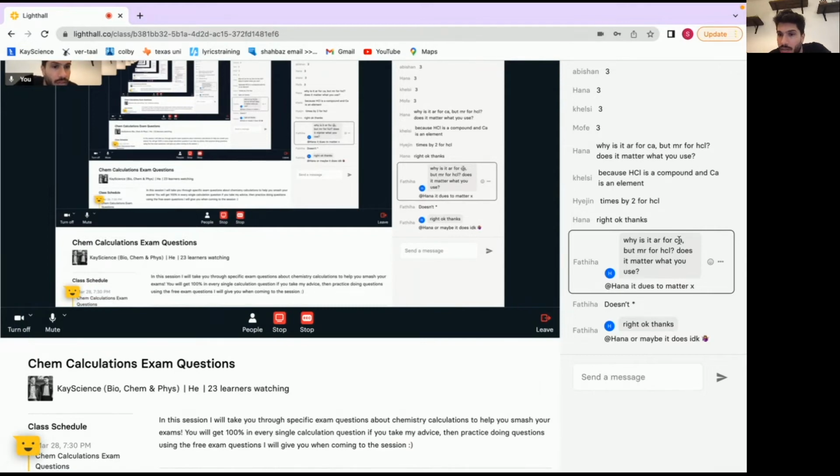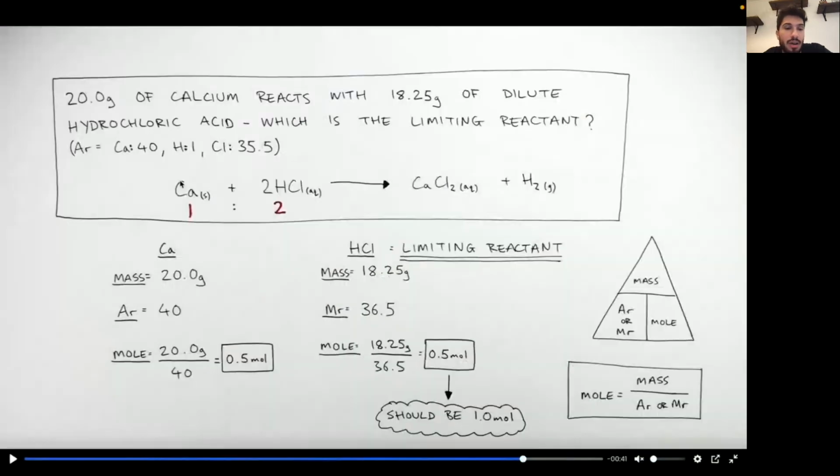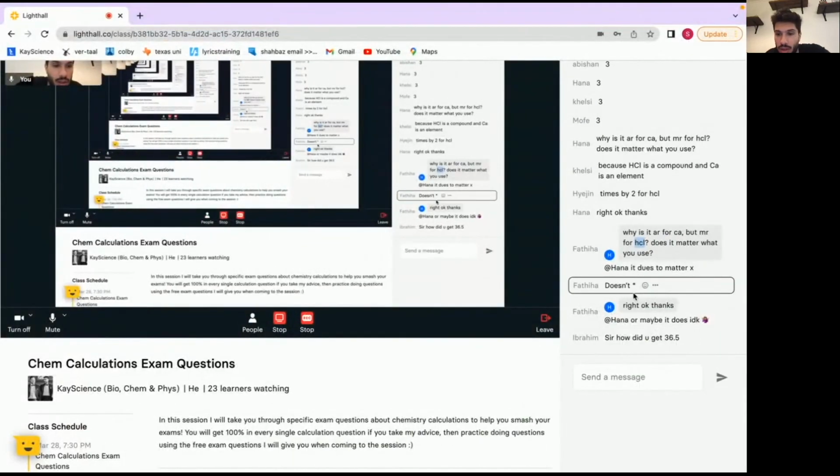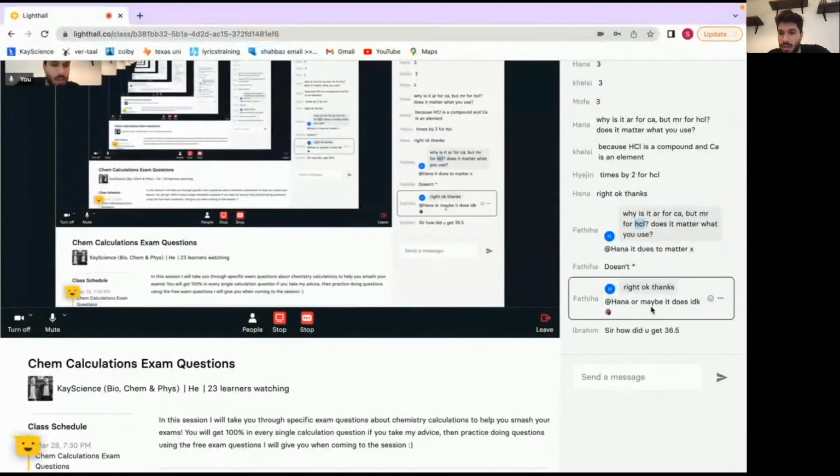Why is it Ar for calcium? It doesn't matter if I'm honest, as a pure chemist. Ar is for one atom, Mr is for a molecule, and with calcium we're talking about one atom here, and HCl is a molecule. We got 36.5 because of the Mr of HCl. One hydrogen atom has a mass of 1, and one chlorine atom in HCl has a mass of 35.5. 1 plus 35.5 equals 36.5. That's how you get the Mr of HCl.